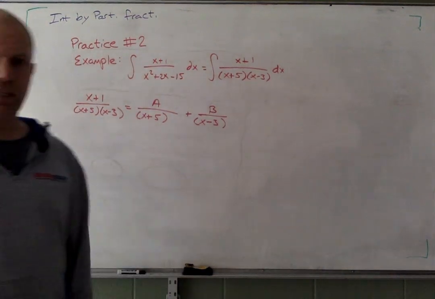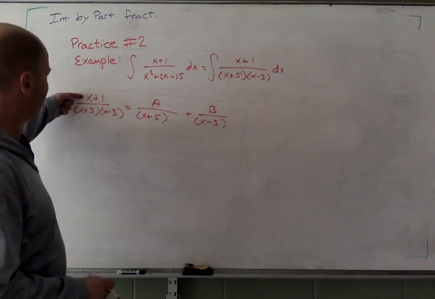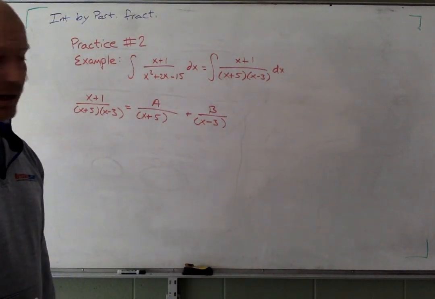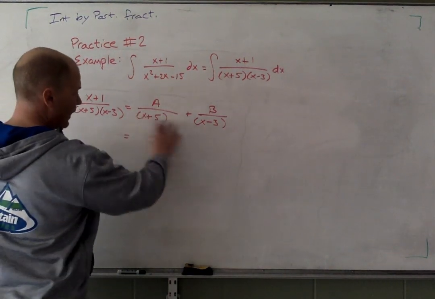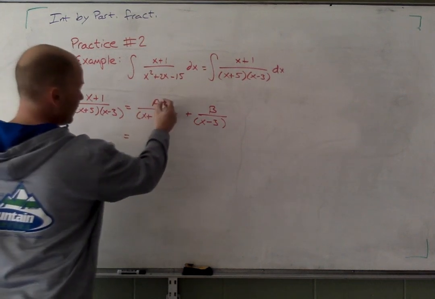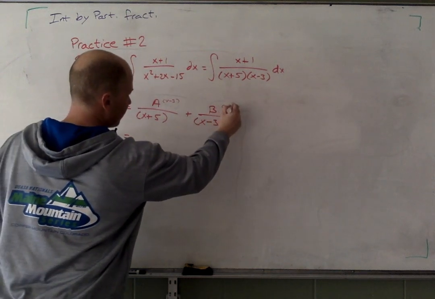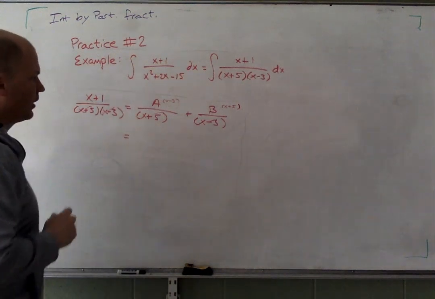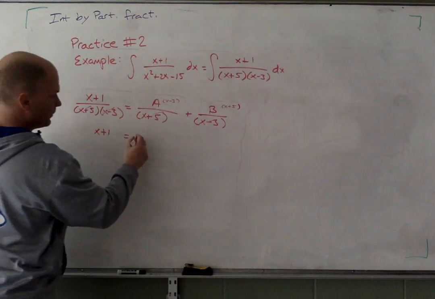Right? So nothing feels different at this point. This is just carrying along, so we don't really have to worry about it. So hopefully you made it this far. And then we have to find our common denominator, so we're going to multiply this by x minus 3, and we're going to multiply this by x plus 5, and then we're going to end up canceling all of our denominators. So we end up with this.